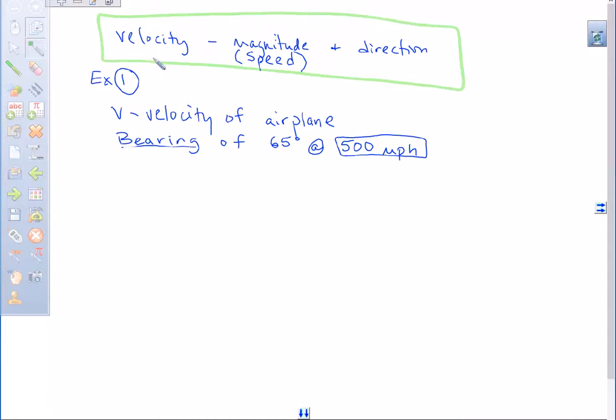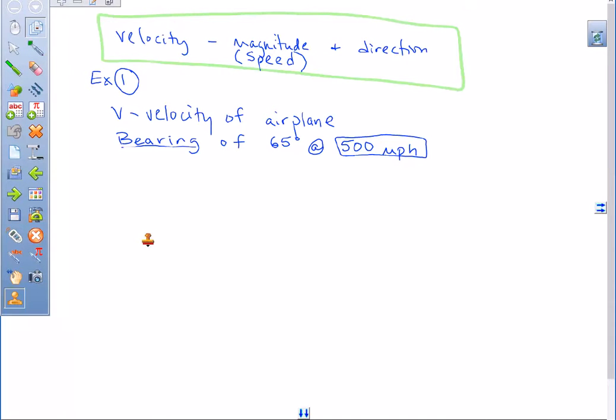Okay, so today we're going to look at different applications. Today we're going to look at velocity in terms of its magnitude, speed, and direction. So for our first example, if I gave you the velocity of an airplane at a bearing of 65 degrees and a speed of 500 miles per hour, and we're to find that velocity, what would we do?